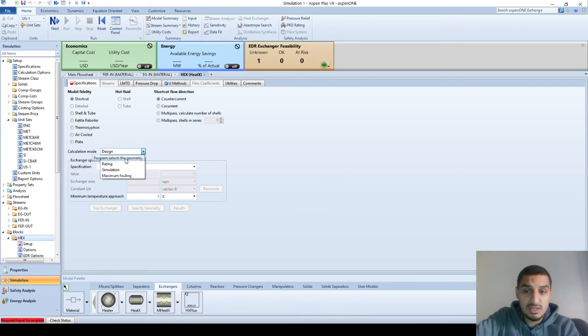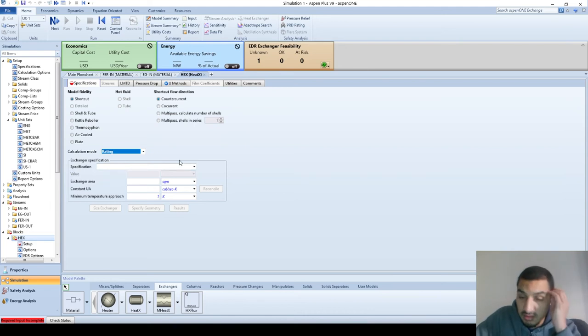Either to go for the design. The design means that the program will select the geometry to achieve the temperature or the heat transfer that you are interested in. In the rating, it's different. You will provide information about the temperatures and about the area of heat transfer and the heat transfer coefficient, so that you can check if the specs of the heat exchanger are enough to achieve this heat transfer that you are interested in or not. So you're expecting in this case that you would get suitable or not suitable.